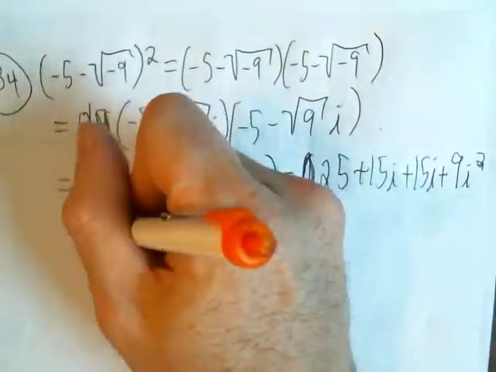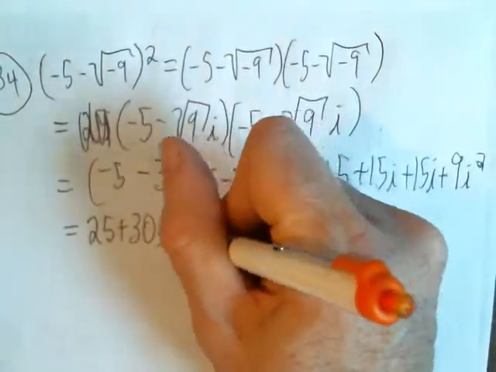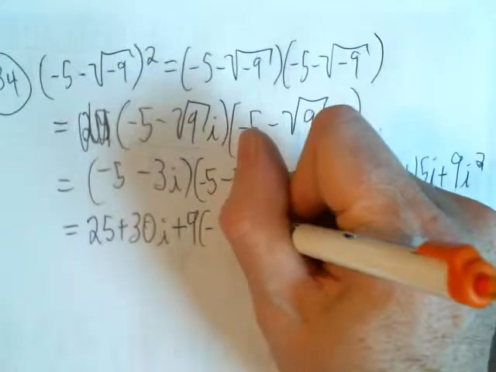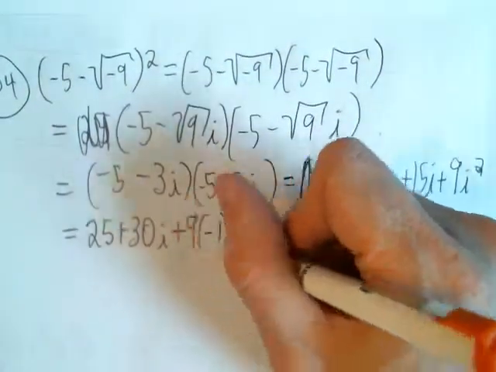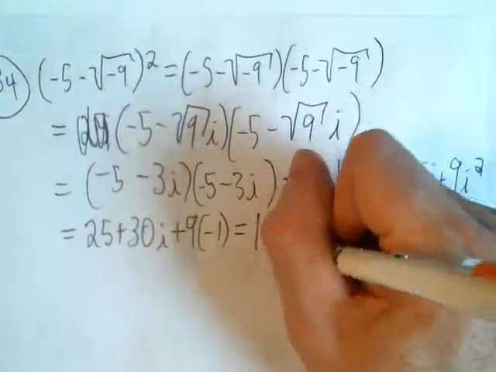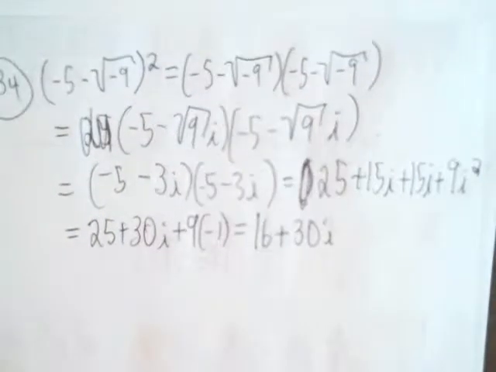Let's go ahead and simplify that. 25 plus 30i plus 9i squared, and i squared is negative 1. Okay. So 25, and this will be a minus 9. 25 minus 9 is 16, and then plus 30i, and that's it.